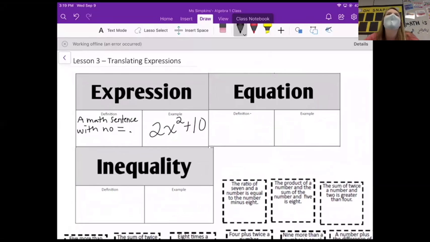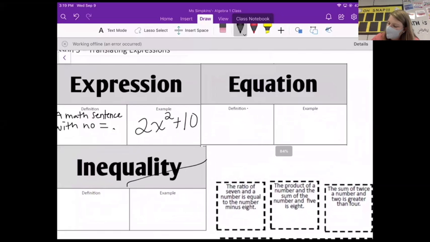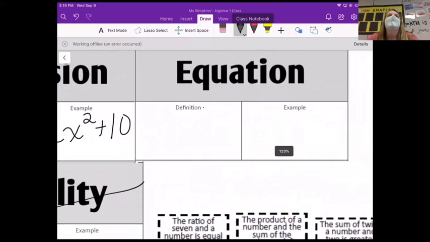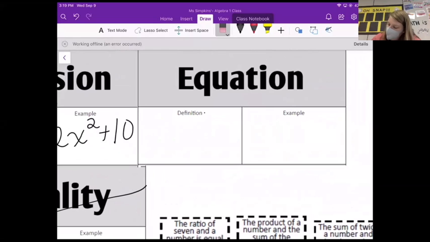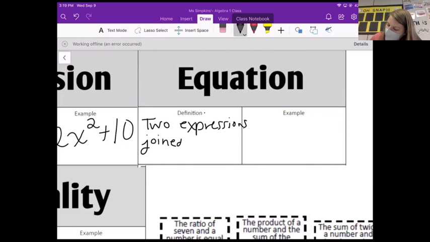Yes. Okay. So our next type of math sentence is an equation. And an equation is two expressions joined by an equal sign. So the only thing an equation is when you have two expressions and they are joined by an equal sign.